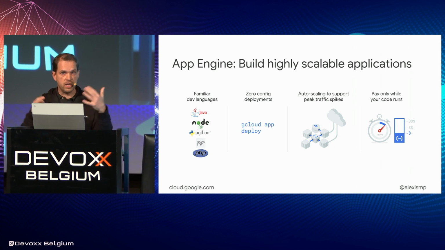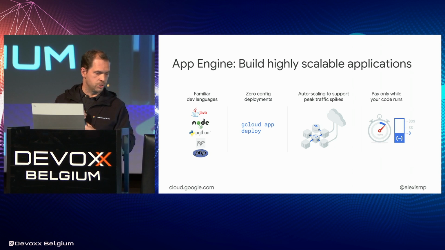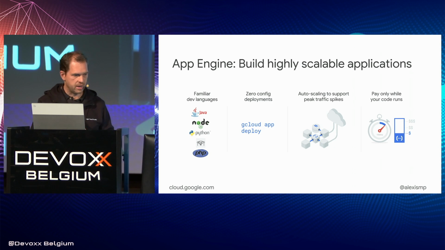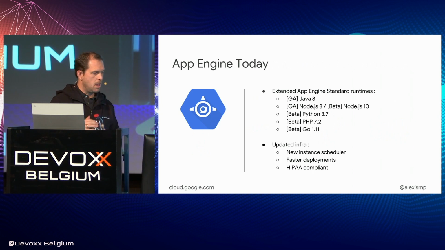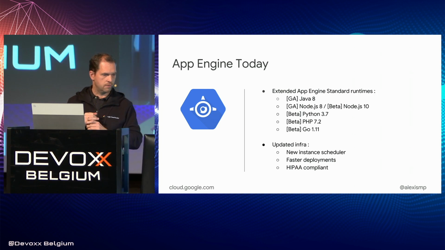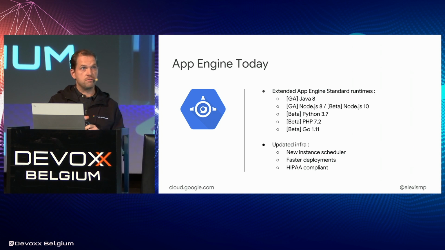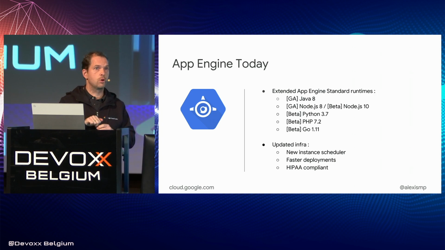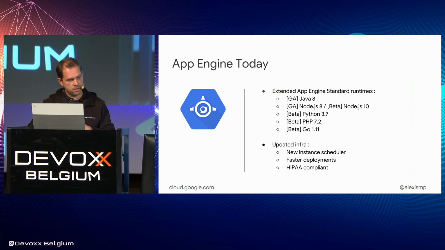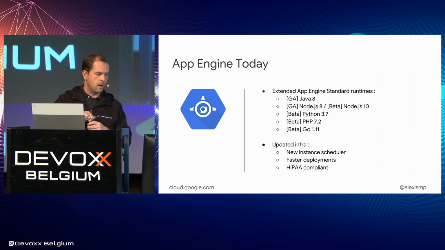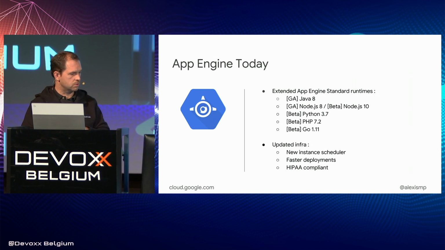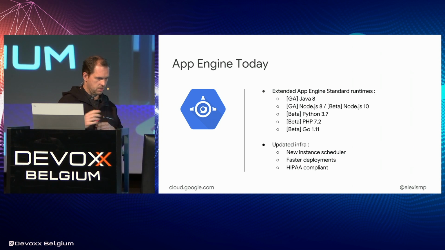So you do have scale to 0 with App Engine, which is one of the criteria, I guess, for serverless. So currently, we have Java 8 support working on Java 11. We have Node 8, we have Node 10 in beta, we have Python, PHP, Go, and all of these are being evolved much quicker than we used to. And I'll get in the next slide to why that is.